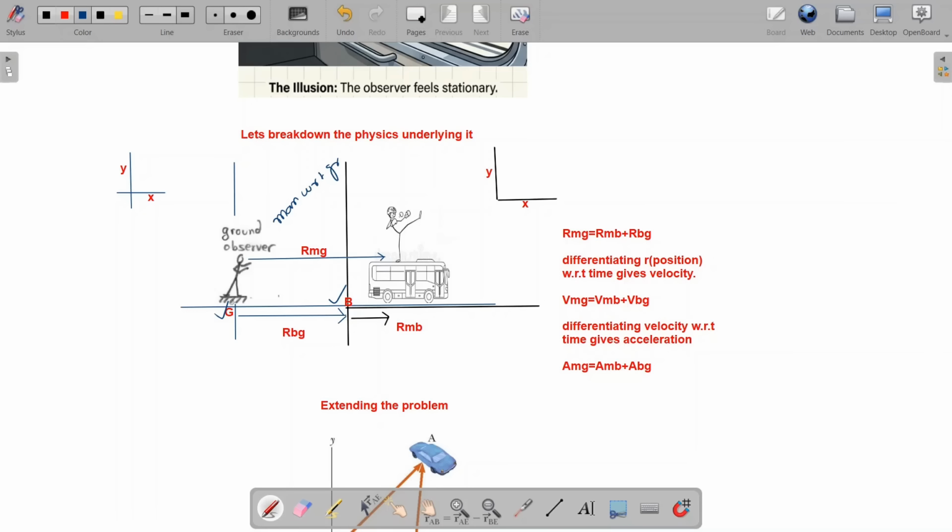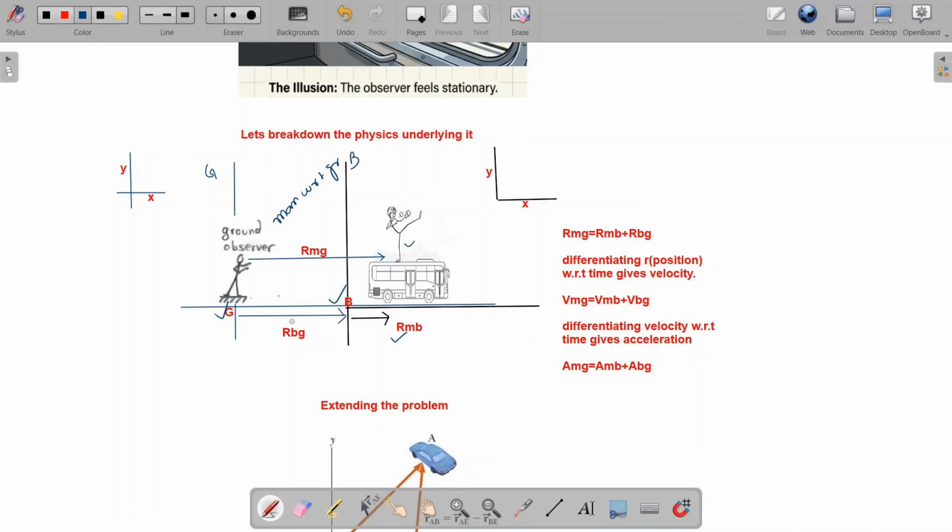Now, similarly, this would be the position of the bus with respect to the ground. These are the two origins that I have shown for the ground and the bus, and these are the coordinate systems for the bus and the ground frame. This is the ground frame and this is the bus frame. Both the bus and man are moving, suppose, and this is the position of the man with respect to the bus. So this can be written as R_MB.